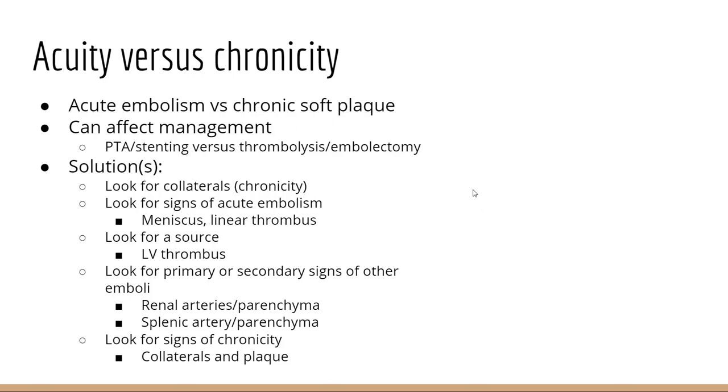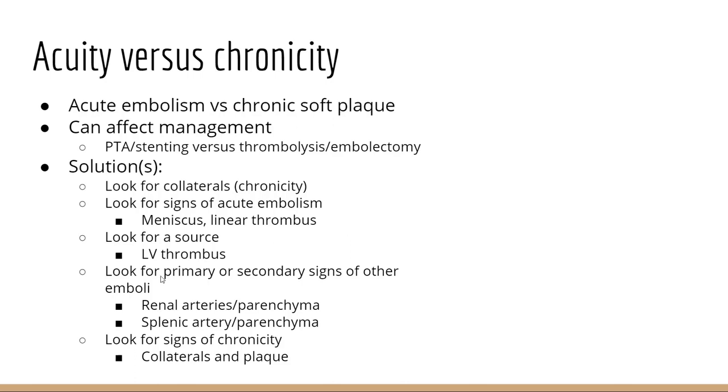Some hints and tips in terms of determining acuity versus chronicity. Again, look for collaterals that suggest chronicity, although patients can have acute on chronic disease, so that's not always helpful, but it is helpful particularly in younger patients. Look for signs of acute embolism. This is what I rely on. Look for a source, such as an LV thrombus or an aneurysm, popliteal or abdominal. Look for the so-called meniscus sign, or a linear, irregular looking thrombus that seems just to be flapping in the breeze. And I'll show you some examples.